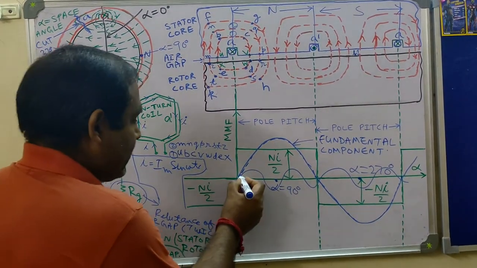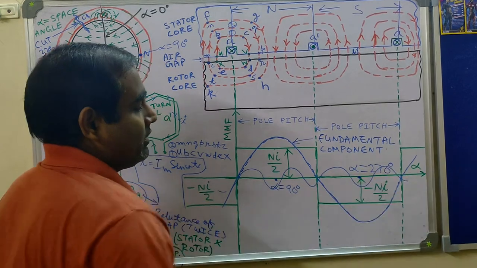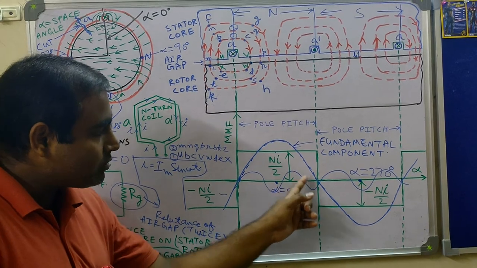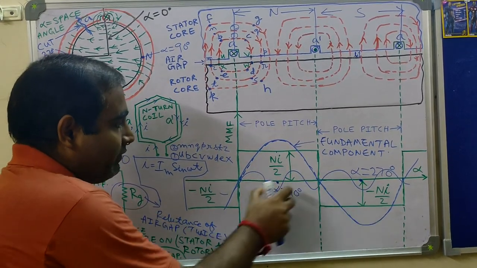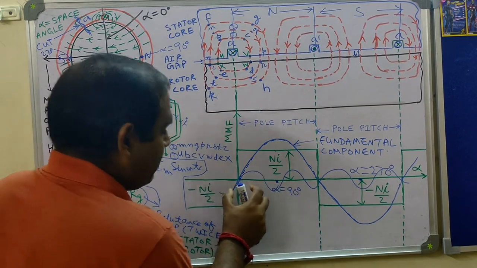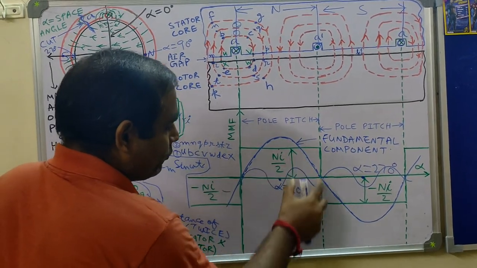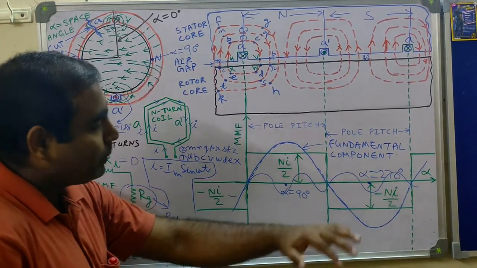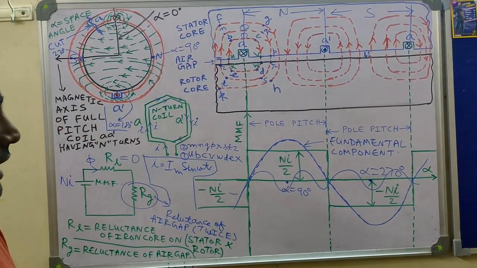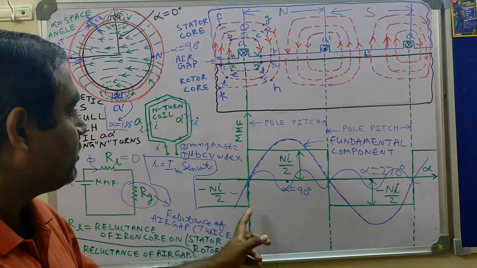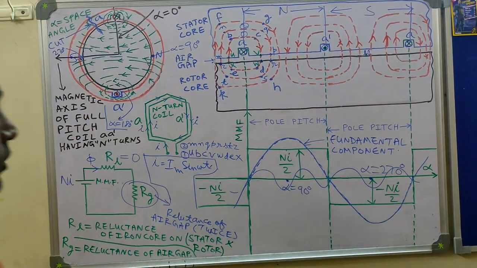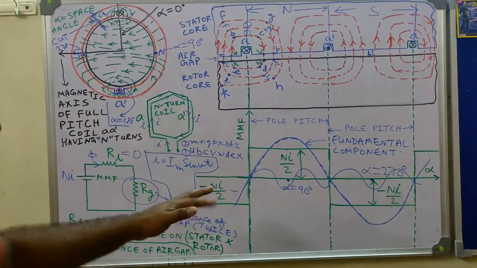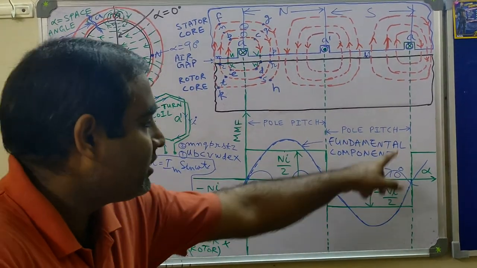These sinusoidal waves of multiple frequency compared to the fundamental wave will be termed harmonics, but these harmonics come into the picture due to the non-sinusoidal MMF distribution in space. That's why they are known as space harmonics.